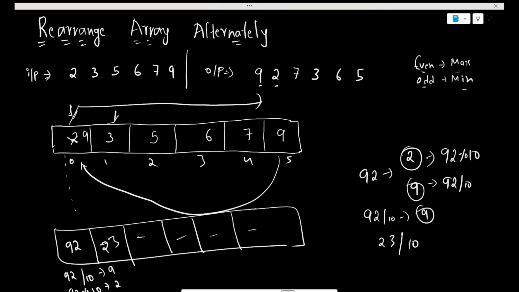23 divided by 10, that is 2, that's the actual answer. We will be filling all the array and dividing by 10, and we will be getting the output, right? So how is the intermediate number generated? Let's see that.